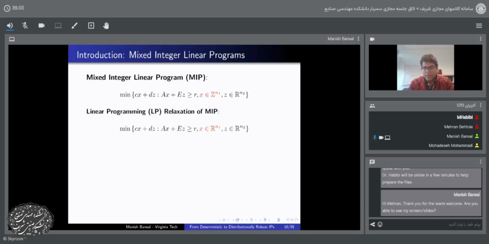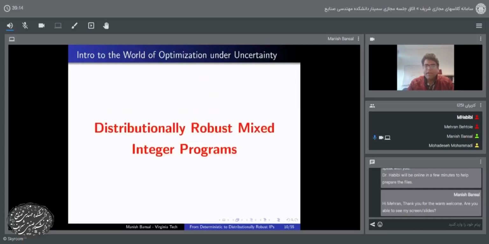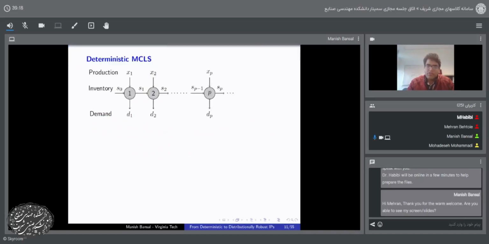But before we move to part 2, let's go through the definition of distributionally robust integer programs, and thereafter we'll get more into the technical details of new methods for solving these problems. So what is a distributionally robust mixed integer program? Let's go back to the example we were discussing. We were discussing this multi-module capacitated lot sizing problem.